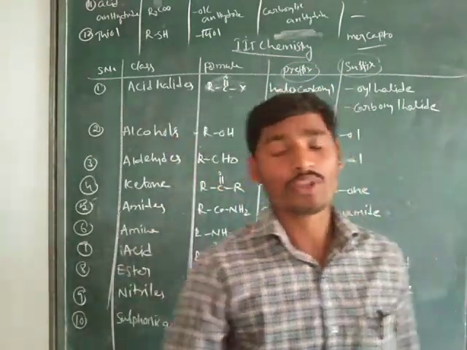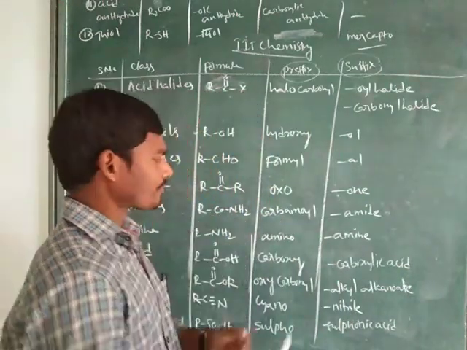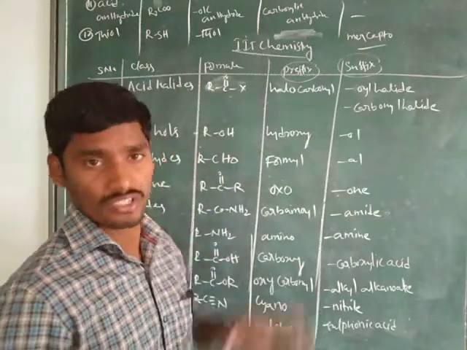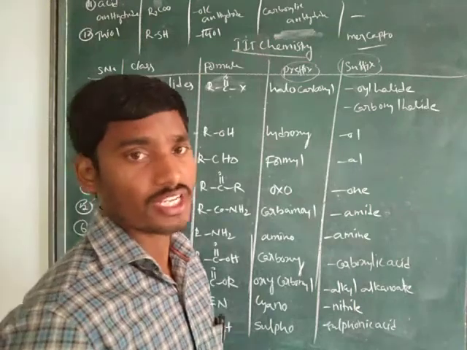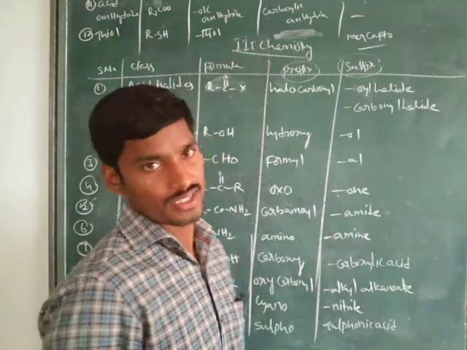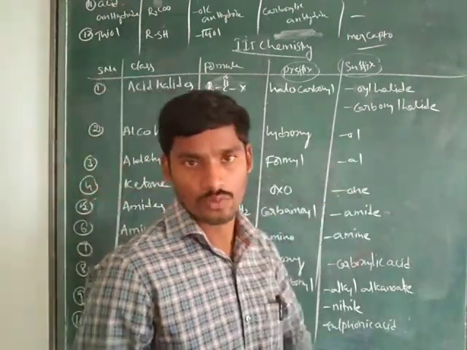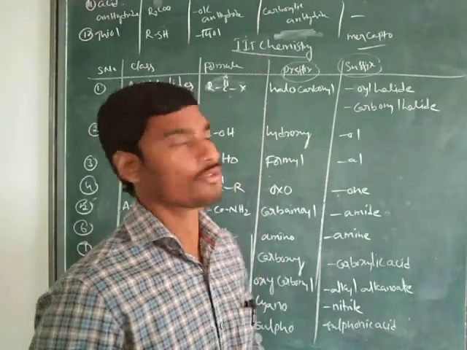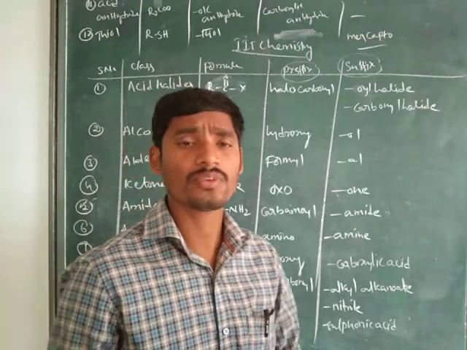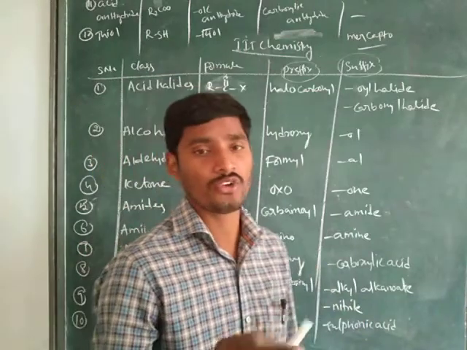Sir, what is meant by prefix and what is meant by suffix? Right children? See here, when we use a functional group as the main functional group, we have to consider it as a prefix. If we take the functional group as a secondary functional group, we have to take it as a suffix. Sir, what is meant by main functional group? What is meant by secondary functional group? Right children? I will give one example, then you will understand.